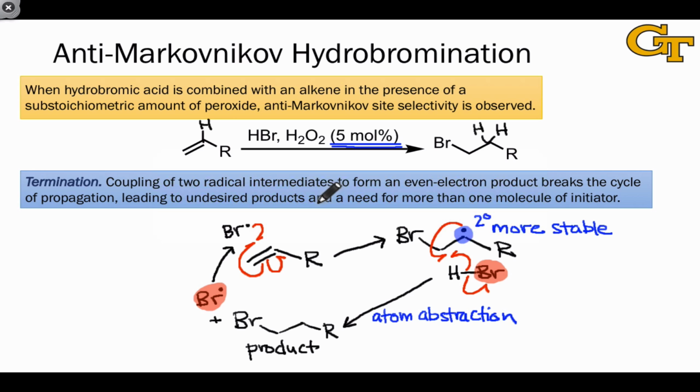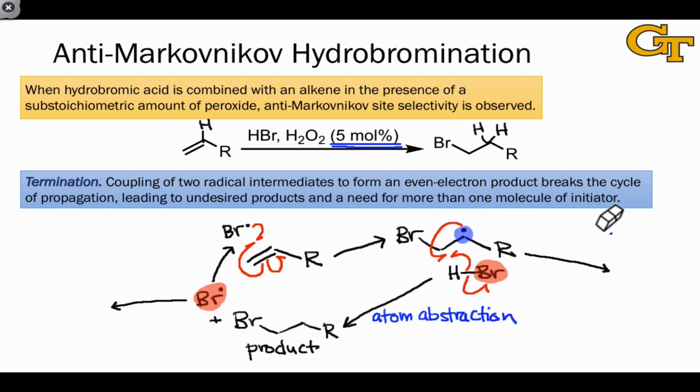In a sense, it's a good thing, right? Because if only one radical was all that was necessary to convert all of the substrate into product, it'd be very difficult to control this reaction. We need more than just one molecule of initiator and more than one bromine atom around in the reaction mixture to convert all of the substrate to product. What this suggests is that these radical intermediates are being siphoned off of propagation through side reactions.